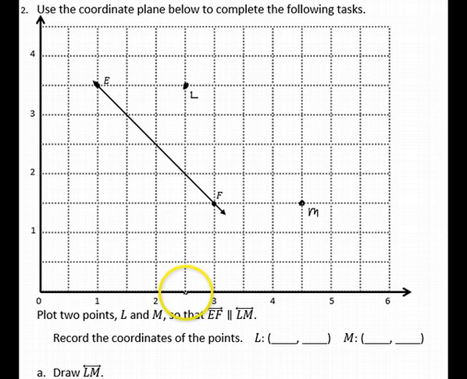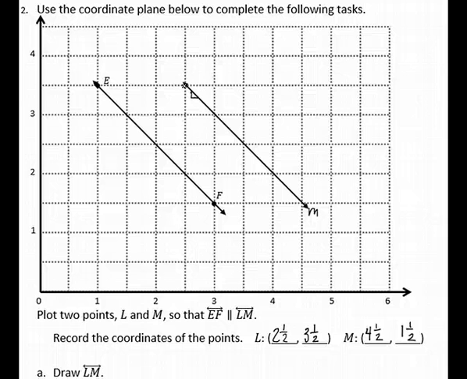Now, to find the ordered pair of these points, I'll start at the origin. I can see that my L is at 2 1/2 on the x-axis, so I'll write that down. And then if I travel vertically, I can see that the L is at 3 1/2 on the y-axis. Do the same thing for M. Start at the origin, move over. The M is above the 4 1/2 mark on the x-axis, and it is across from the 1 1/2 mark on the y-axis. And now I will connect those points to draw line LM. And here we have line LM, and it is parallel to line EF.